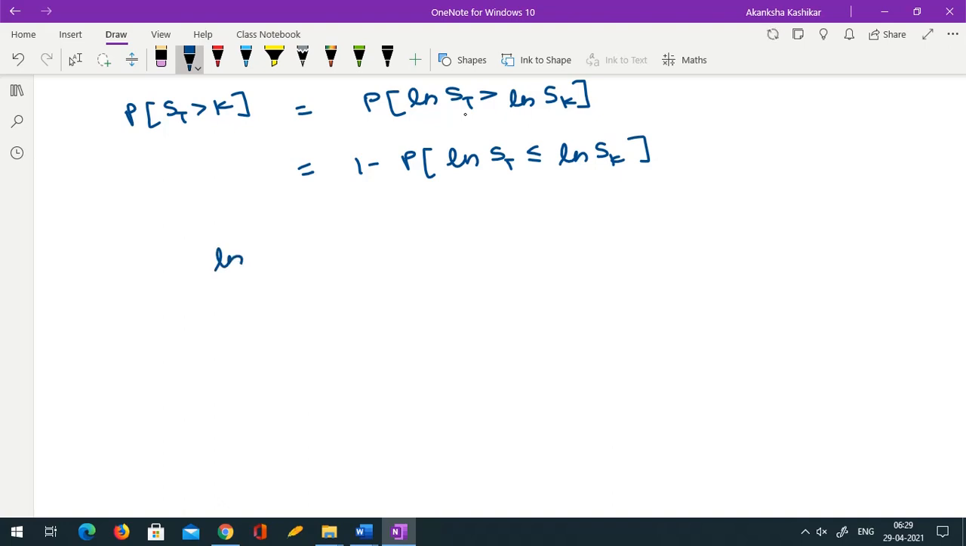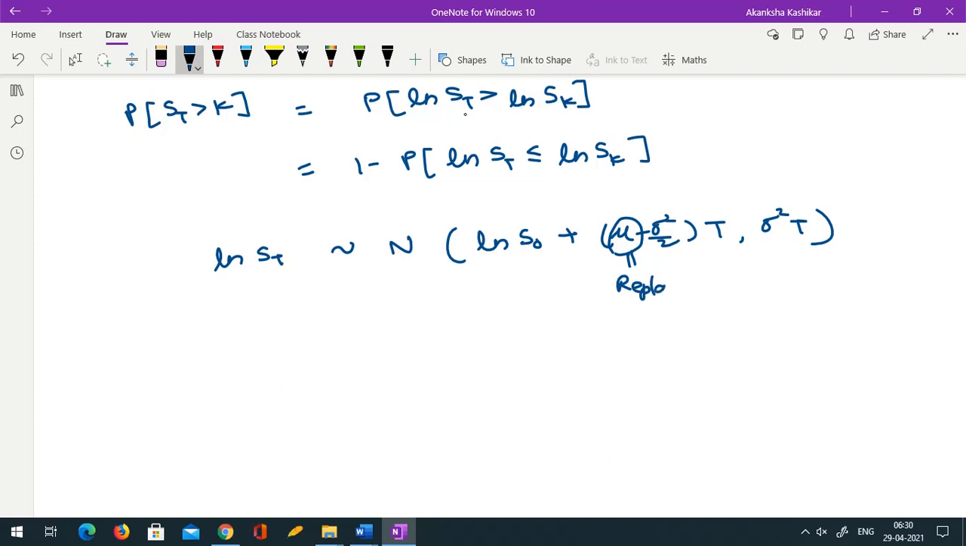Okay, and what we know is ln S_T follows normal distribution with mean ln S_0 plus (mu minus sigma squared by 2) times T, comma sigma squared T. We have derived this earlier. Of course this is conditional distribution, ln S_T given S_0, but now anyway we are assuming that S_0 is known, the price at present or at time 0 is known, so we can use this distribution. And because we have to use risk neutral measure, this mu would be replaced by r.